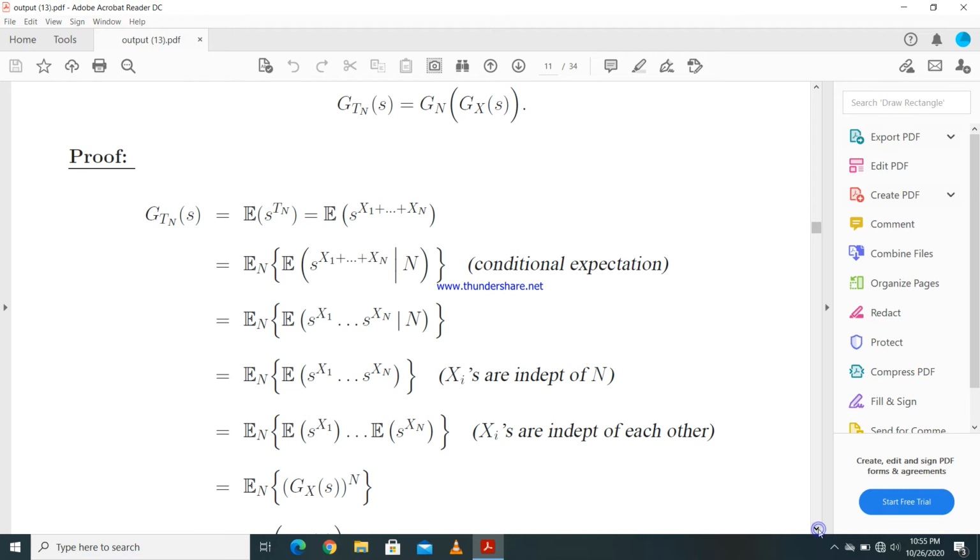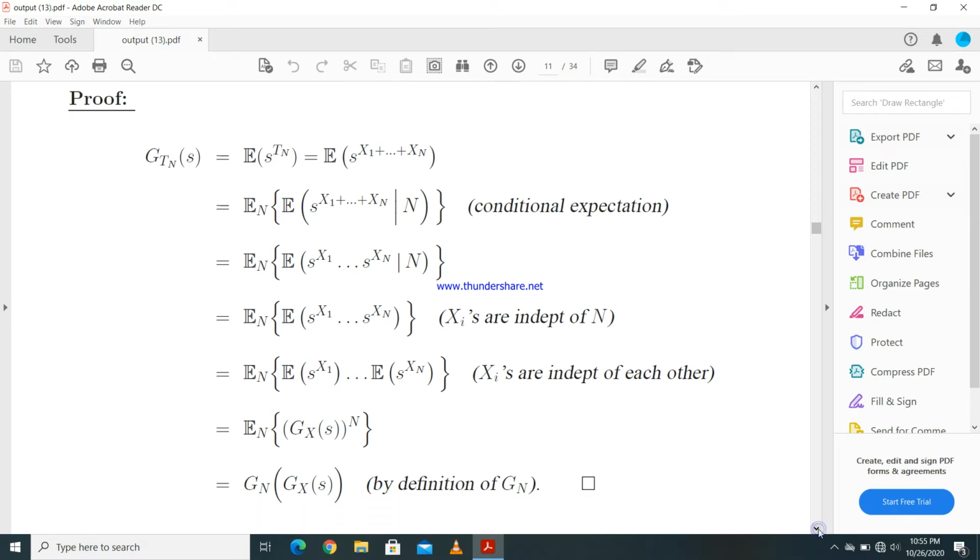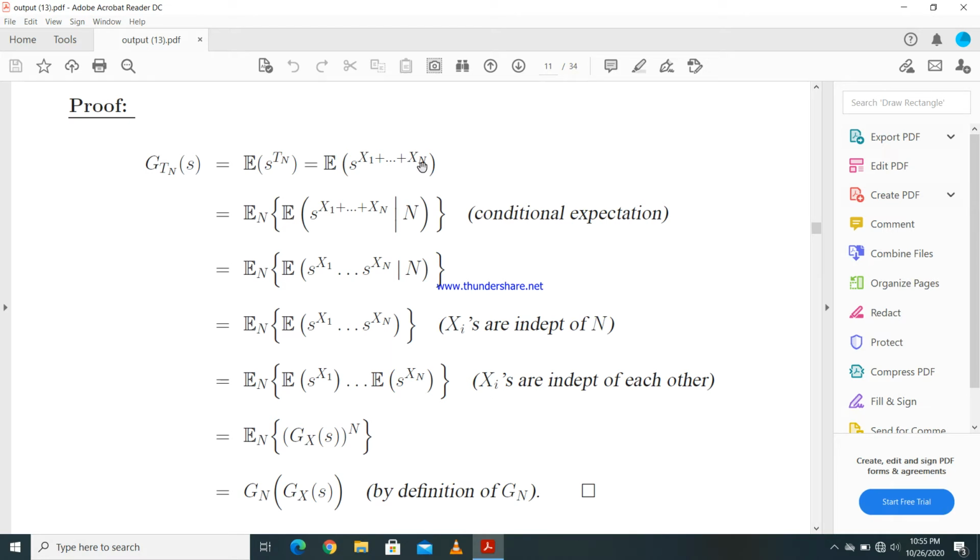So we are actually interested in finding the probability generating function of random variable Tn. If you write the probability generating function of Tn, that is the expected value of s to power Tn. So we know Tn is equal to x1 plus x2 plus up to xn, and these x's are depending on random variable capital N.